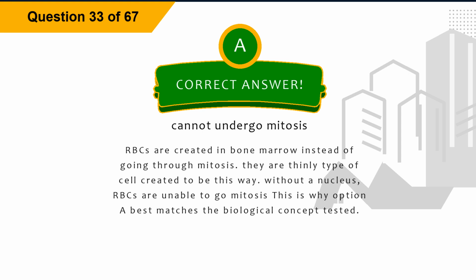Explanation. RBCs are created in bone marrow instead of going through mitosis. They are a type of cell created to be this way. Without a nucleus, RBCs are unable to undergo mitosis. This is why option A best matches the biological concept tested.